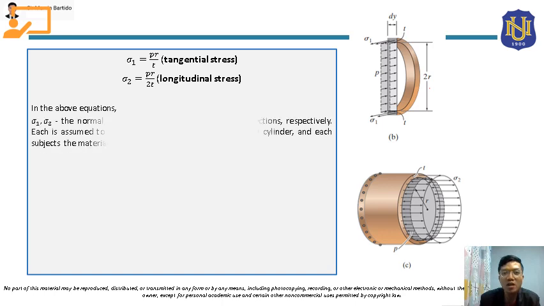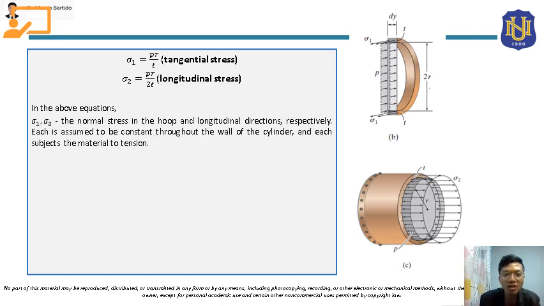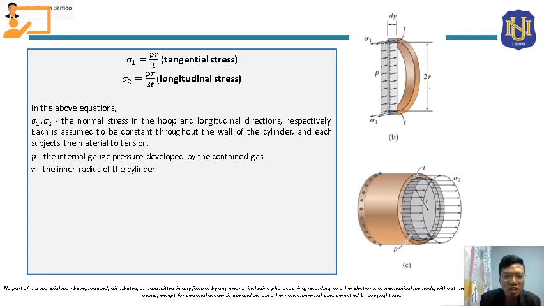So in the above equations, sigma 1 and sigma 2 are the normal stress in the hoop and longitudinal directions respectively. Each is assumed to be constant throughout the wall of the cylinder, and each subjects the material to tension. So they are both tension, since they are pulling away from the wall. The small letter p here is the internal gauge pressure developed by the contained gas, the R here is the inner radius of the cylinder, and the t here is the thickness of the wall.